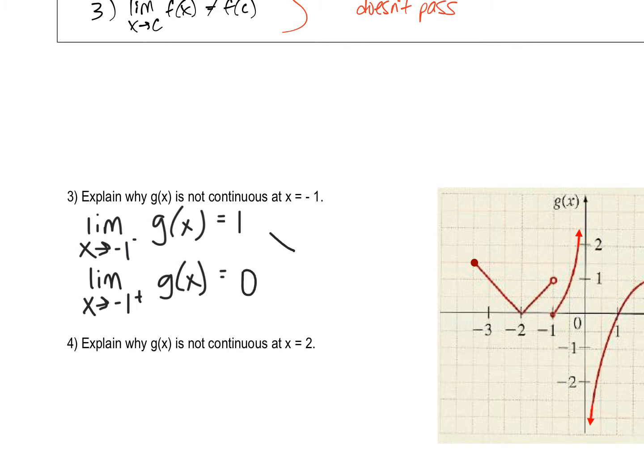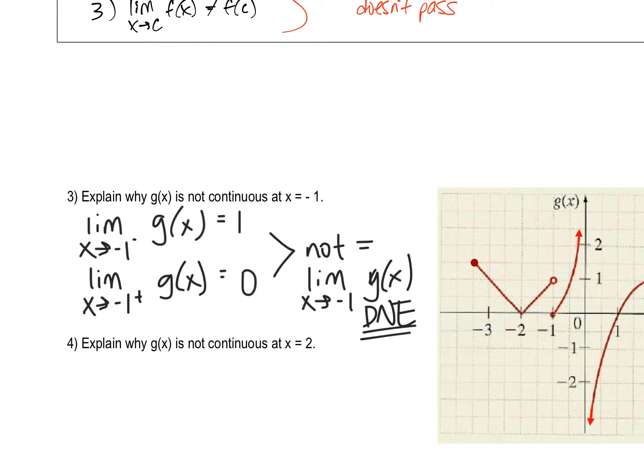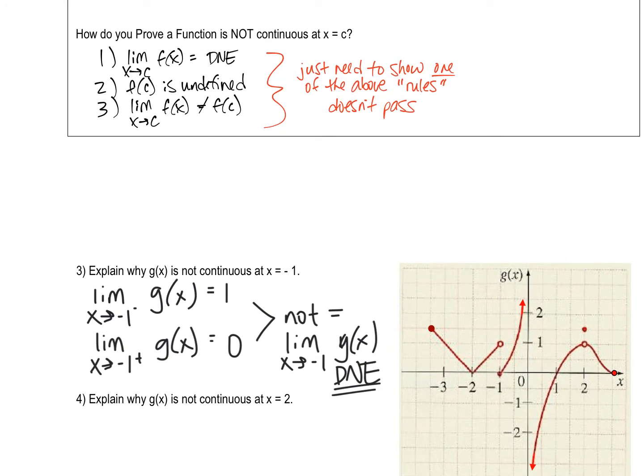Because these are not equal, that means that the limit as x approaches -1 of g of x does not exist. And so that happened to be the very first thing up here. The limit does not exist, and that's because we're approaching different y values from the left and the right. And we've already done that, but that was the very first thing that I tried to prove to see if it was continuous. So therefore, since they approach different numbers, the limit does not exist, therefore it's not continuous.